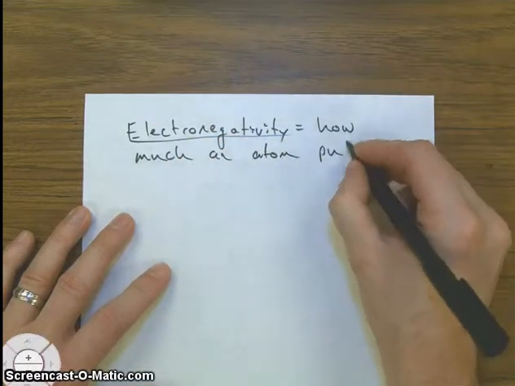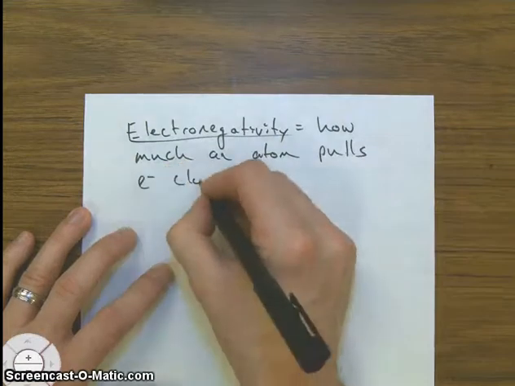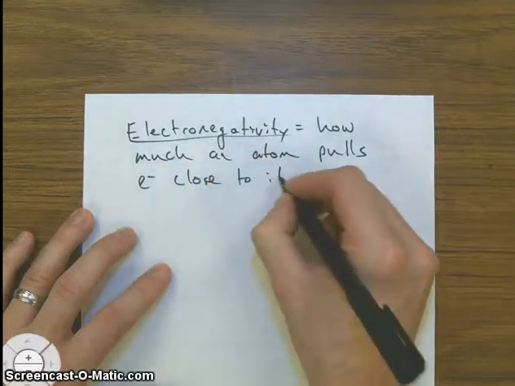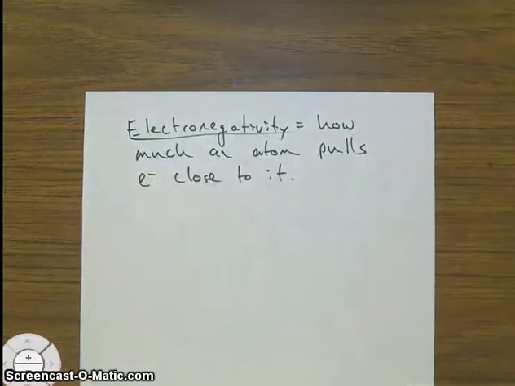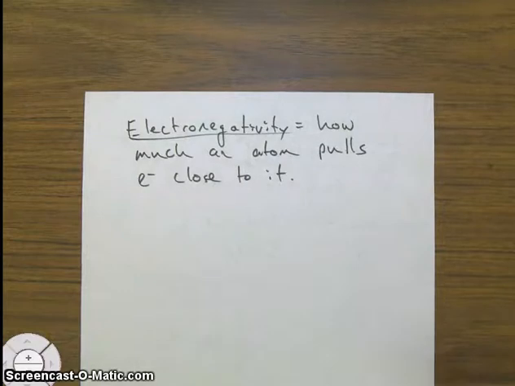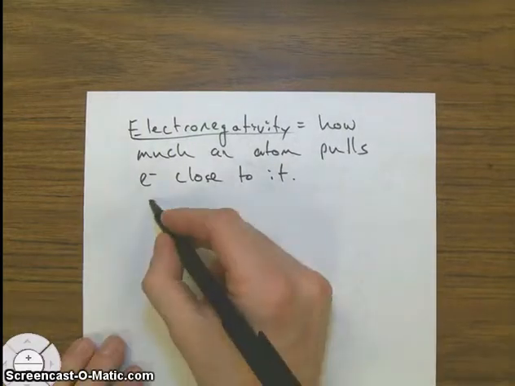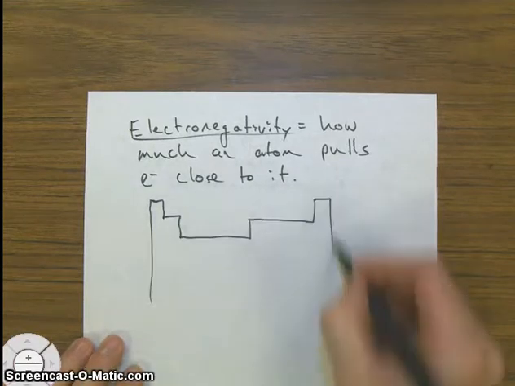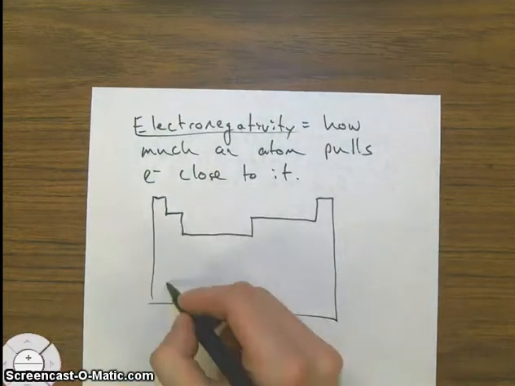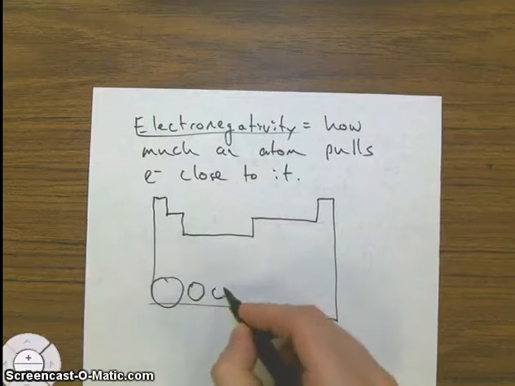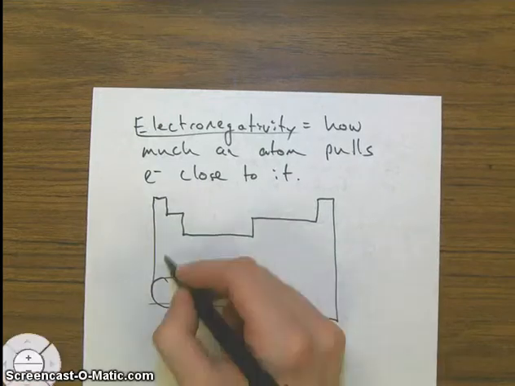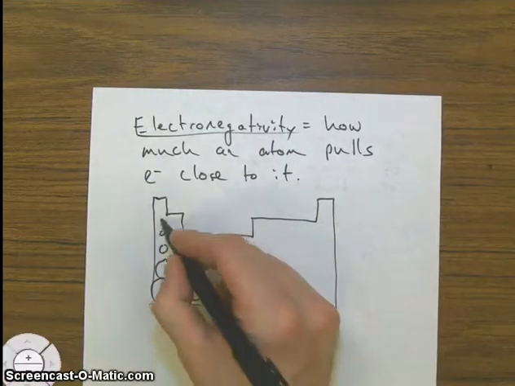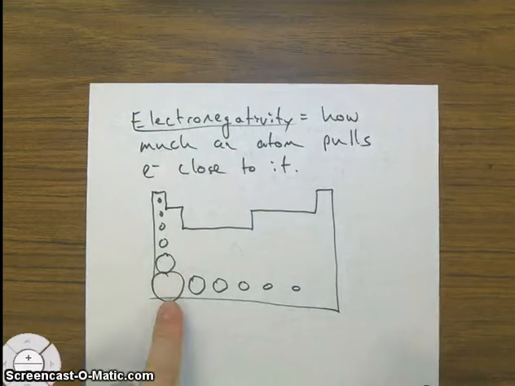Actually, we'll say it pulls electrons close to it. So some atoms pull electrons closer to them than others. That actually has to do with effective nuclear charge, which is that Zeff thing. So let's draw another periodic table. Oh, I didn't do this one very well. Oh well, we'll make do with it. Remember again, the biggest atoms are on the bottom left of the periodic table. All right, so this guy's barely holding on to its electron.